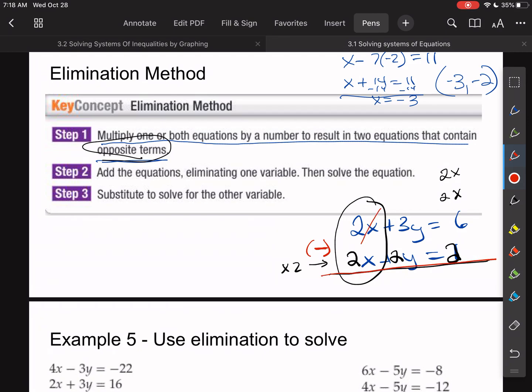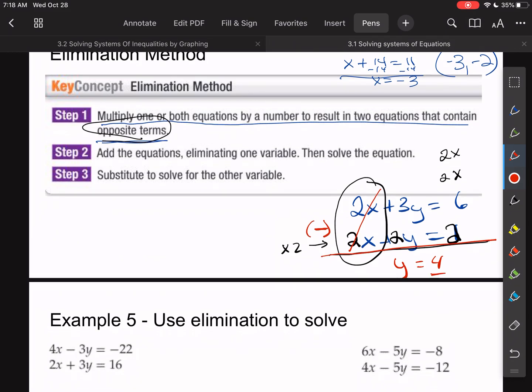So this would go away. 3 minus 2 is 1y. 6 minus 2 is 4. So I would be left with y equals 4. And then I would do the same thing that I did in the last one. I could take this 4 and plug it back into either of my equations and get my x. So that's step 3 there. So elimination looks like that.